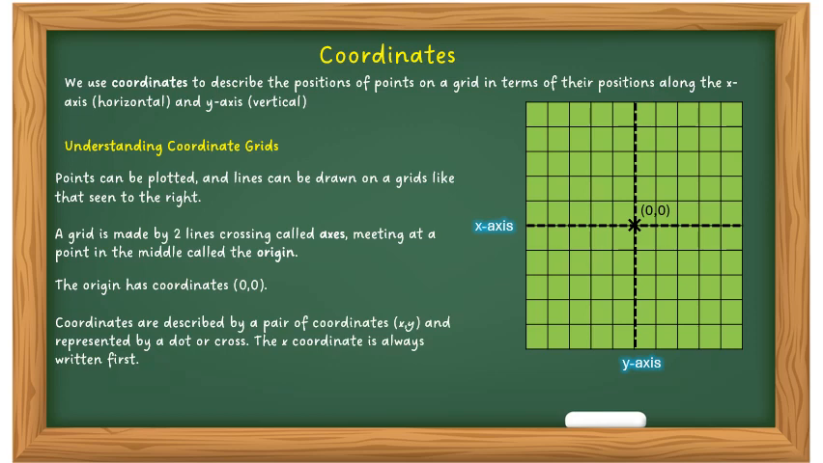Now coordinates are described by pairs of numbers x, y, in brackets, separated by a comma, and represented by a dot or a cross. The x coordinate is always written first. Now when you're writing coordinates, remember this little phrase: you go along the corridor first from the origin before you go down the stairs. You always start horizontal when you're putting in these coordinates. We all have to sing from the same hymn sheet, so to speak. So you always go along the corridor, then up and down the stairs, depending on the values. Keep that in mind.